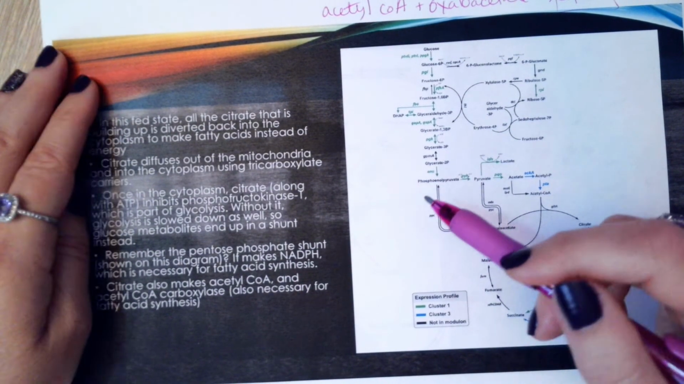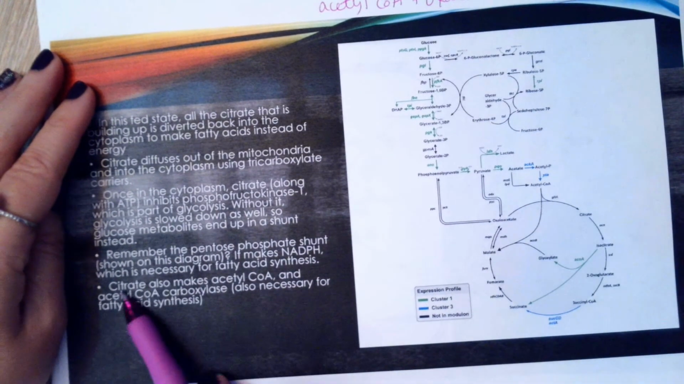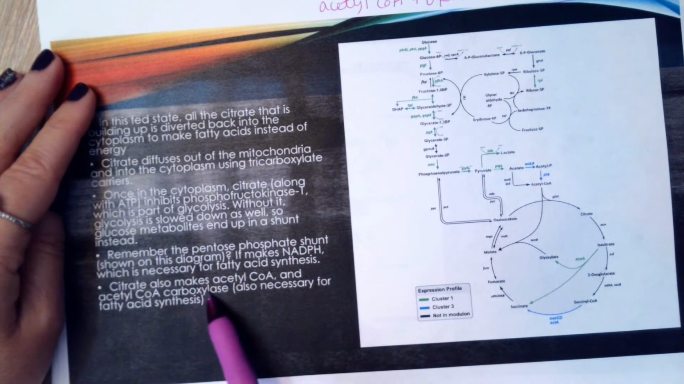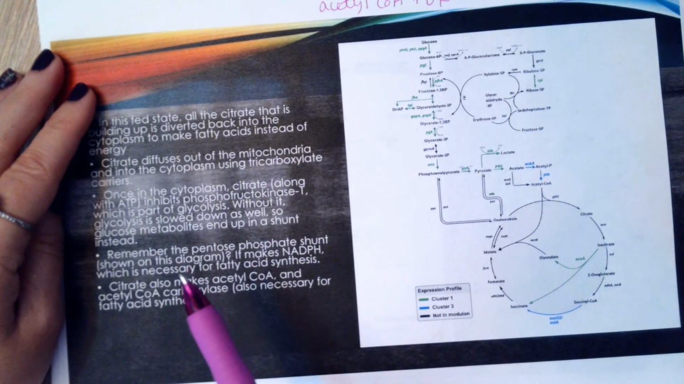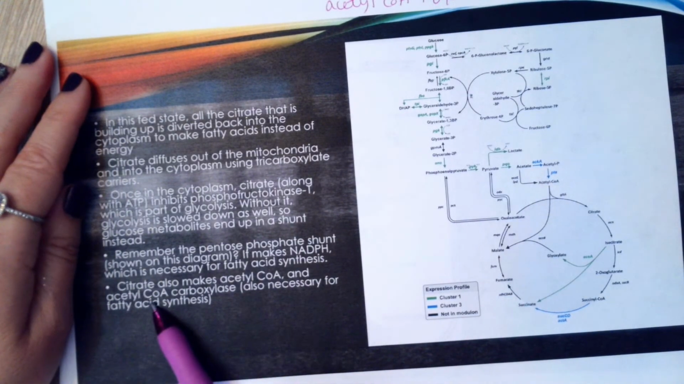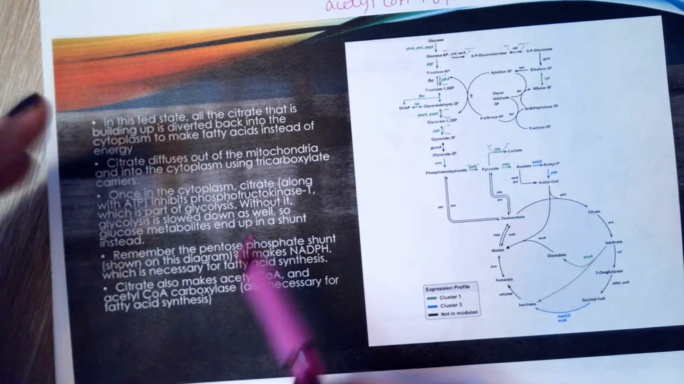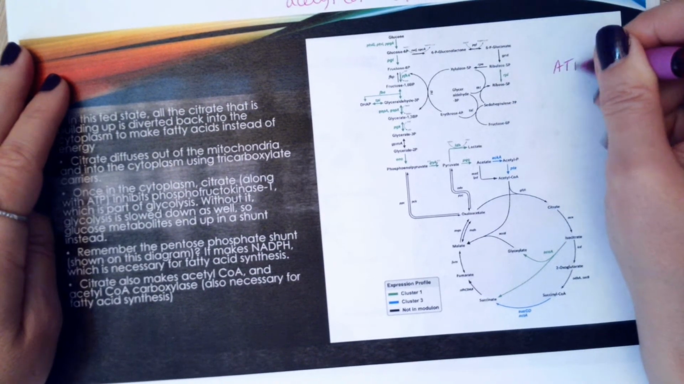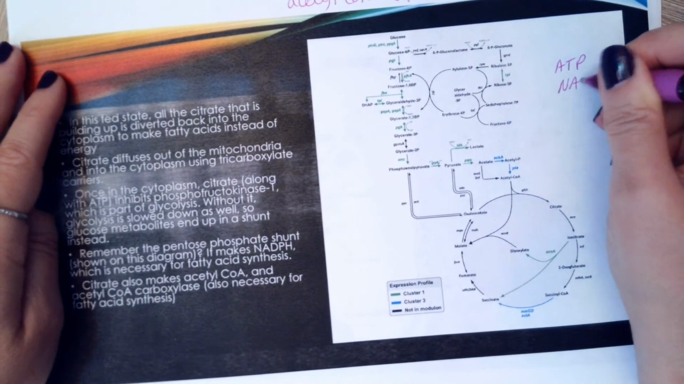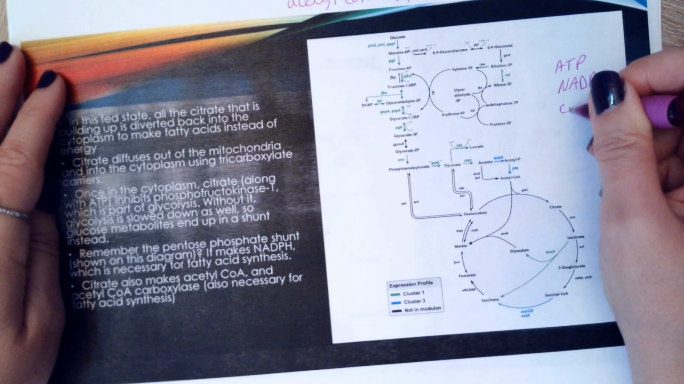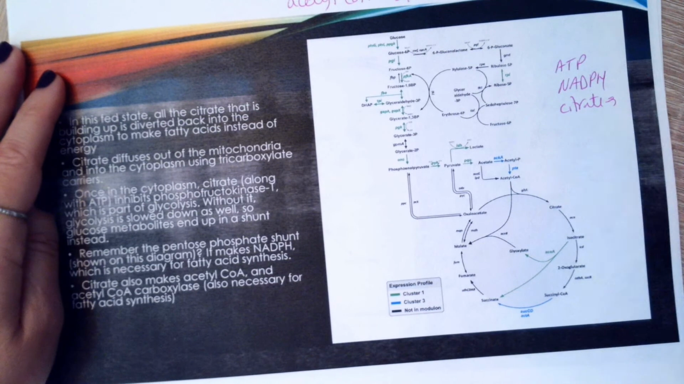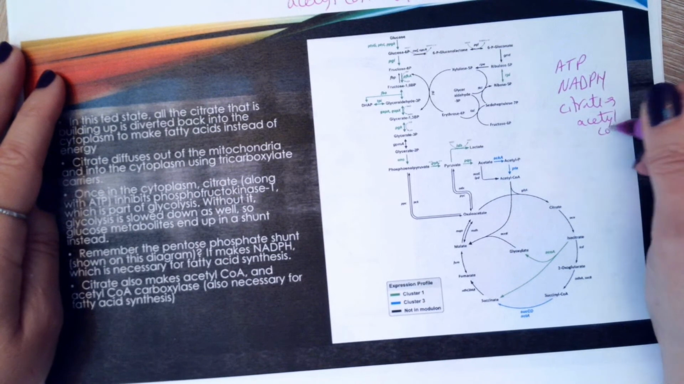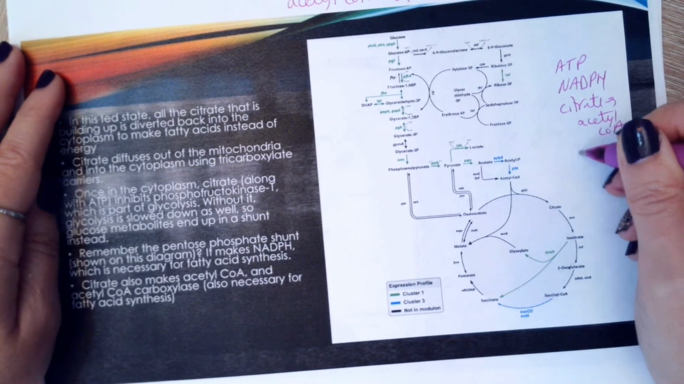Okay. Now, also, during our fatty acid synthesis, we're going to take that citrate that is now in the cytoplasm, and we're going to turn it right back into acetyl-CoA. There's also an enzyme called acetyl-CoA carboxylase, and we need all of these things for fatty acid synthesis. So we need to have ATP, we need to have NADPH, we need to turn citrate into our acetyl-CoA again, and then we need acetyl-CoA carboxylase.